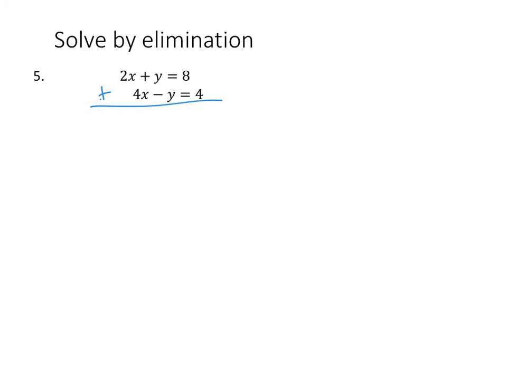So 2x plus 4x gives me 6x. y plus negative y gives me 0. 8 plus 1 gives me 9... I mean, 8 plus 4 gives me 12. To solve for x, I'm going to divide by 6. 6 divided by 6 equals 1. Divide by 6 on the right-hand side. So x equals 12 divided by 6, which gives me 2.